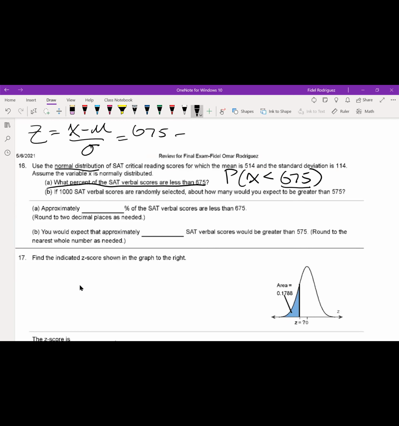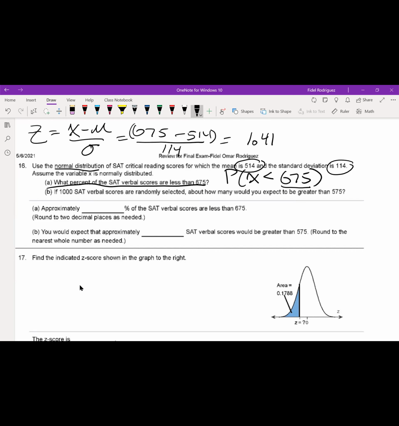So guys, when you're doing this part on your calculator, make sure you do put that part in parentheses. So let me do that real quick here. Okay, so I'm going to go on my calculator, 675 minus 514 in parentheses divided by 114. And I'm going to change it to a decimal. And to 2 decimal places, I'm coming up with 1.41. So the value that I came up with here was 1.41.